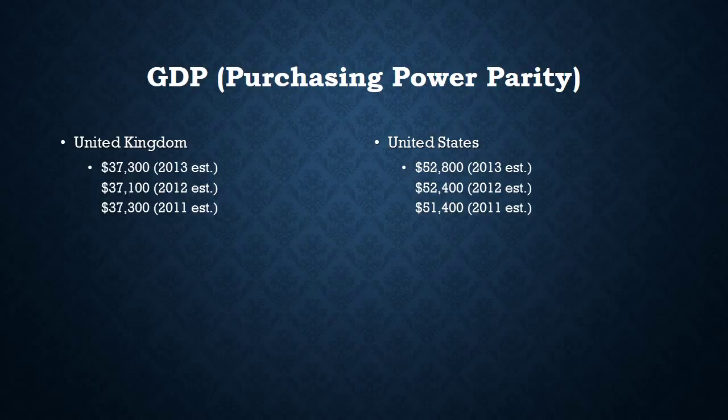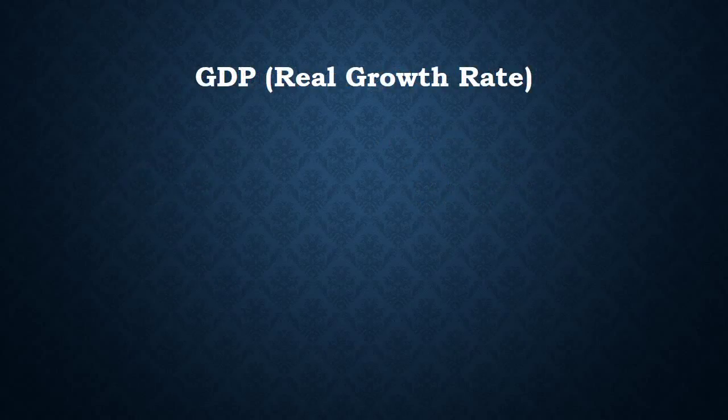For the GDP and Purchasing Power Parity or PPP in 2011, the UK's PPP is valued at $37,300 while the US's PPP is valued at $51,400. This is a clear indication that the US is far ahead of the UK. However, in the succeeding year, the UK's PPP diminished by $200 while the US's PPP increased by $1,000. Obviously, the US therefore wins this match.